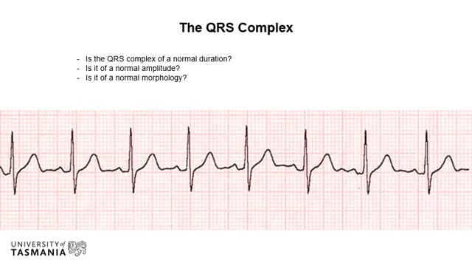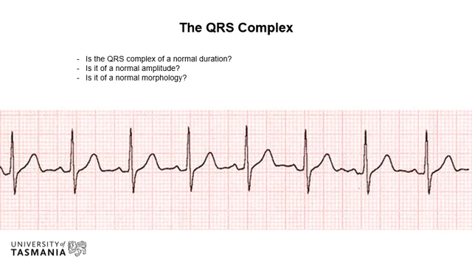The next step is to identify and assess the QRS complex. And we need to be looking at things like, is the QRS complex of a normal duration? A normal QRS complex in a healthy adult will probably be somewhere between 0.06 seconds and 0.10 seconds, although the borderline for normal versus abnormal can be debatable depending on the text that you read. Some have it down at 0.10 seconds, whereas other texts have it at 0.12 seconds.